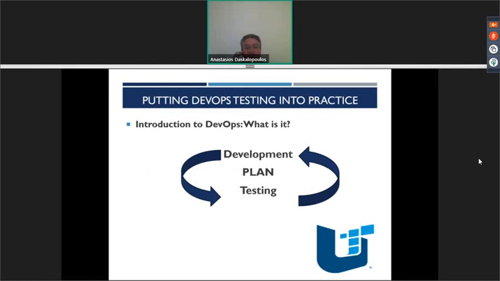But here, development and testing are working together and constantly planning on what to develop, how to test it, and then constantly improving that process. And so let's start with planning quickly.